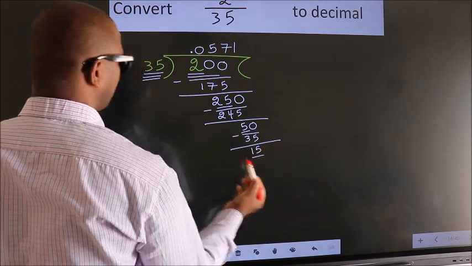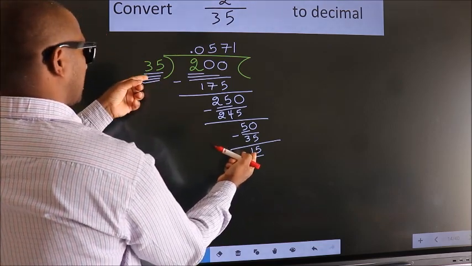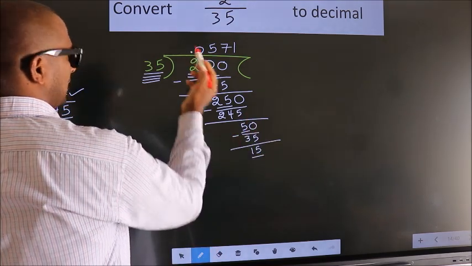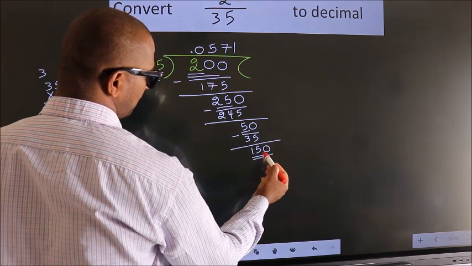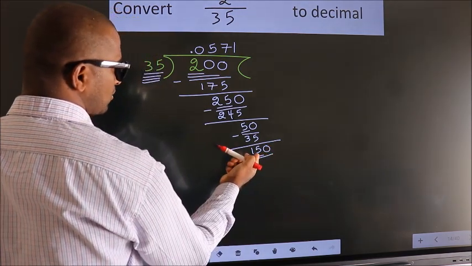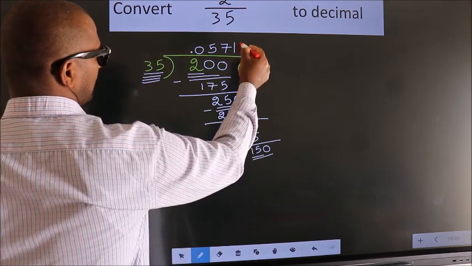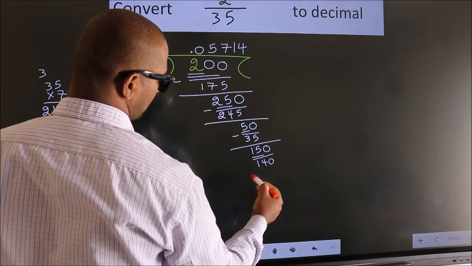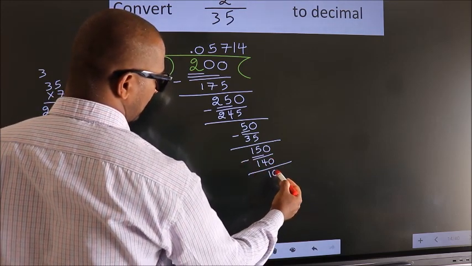Here we have 15, here 35. 15 smaller than 35, and we already have the decimal, so we can directly take 0. So 150. A number close to 150 in the 35 table is 35 fours, 140. Now we subtract, we get 10.